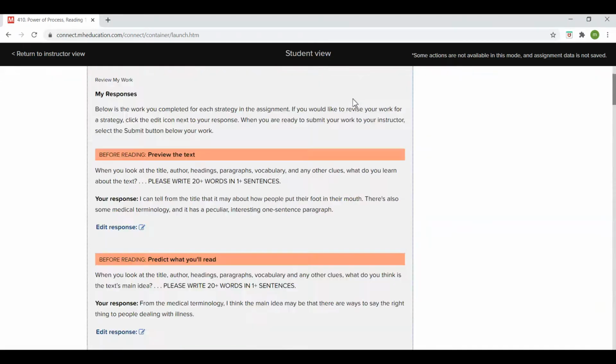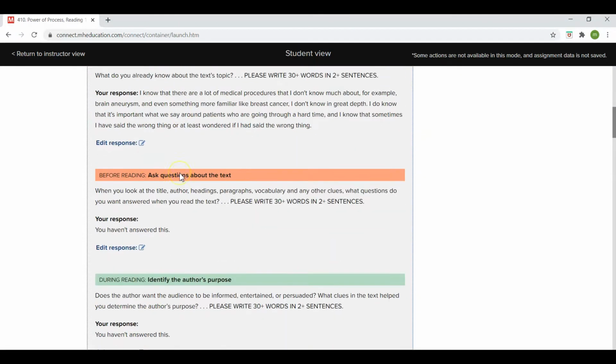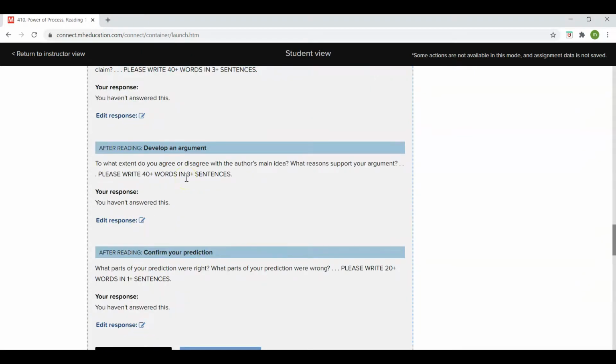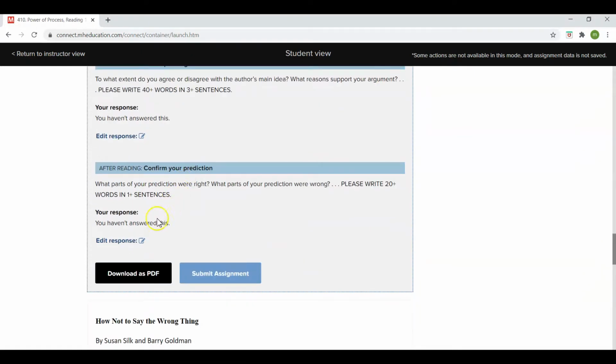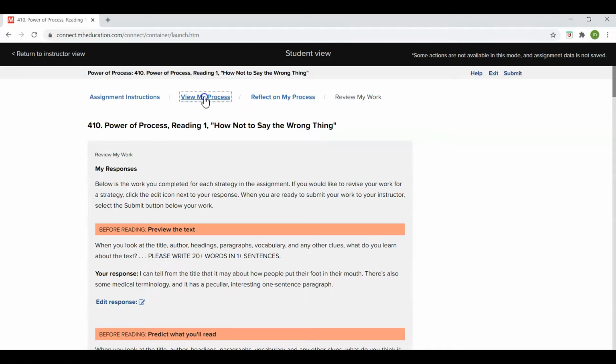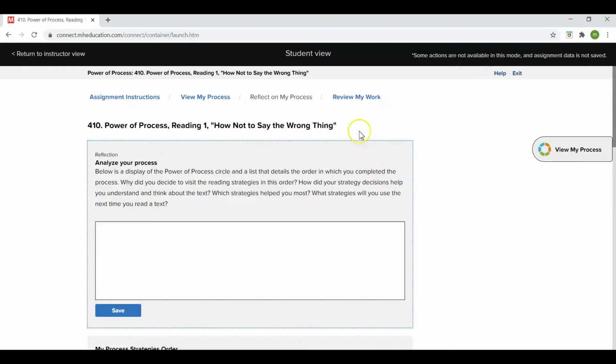Let's see, can I click on this? Okay. Review my work. There are my responses. Everything's there. Looks good. And notice something really important. I can edit each one, make changes, or I can go back to the wheel and do that. Where's the wheel? View my process, and I can make my change there. So there are many things you can do, right?